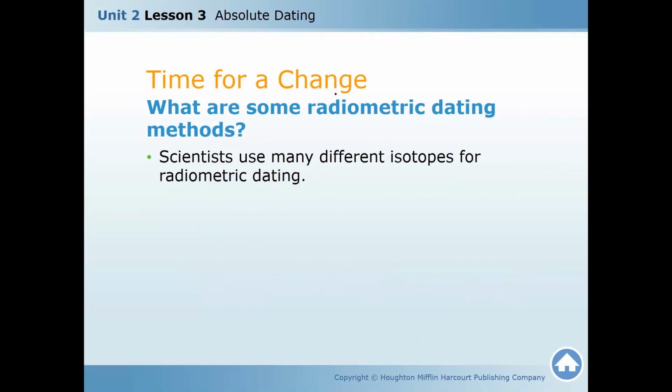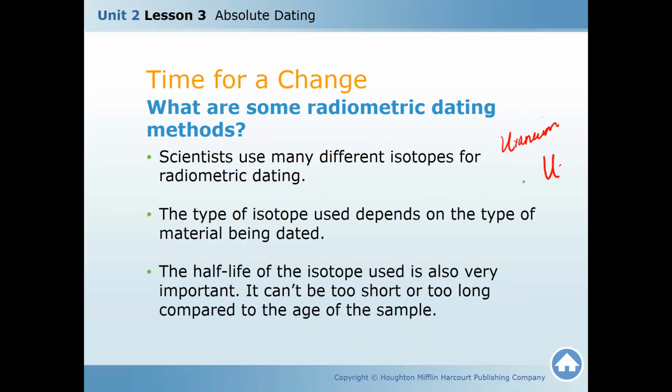What are some radiometric dating methods? Scientists use many different isotopes for radiometric dating. I gave you an example of uranium. In the periodic table, we write it as U. The type of isotope used depends on the type of material we date. Depending on which kind of rock you are taking, you choose your radioactive element, or radioactive isotope.